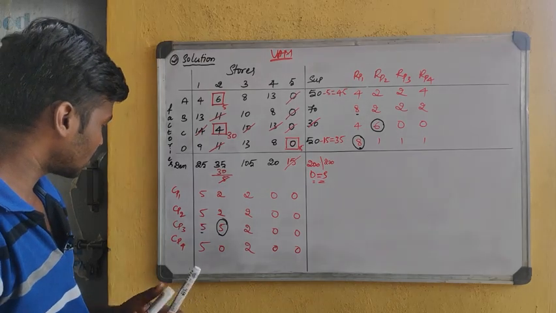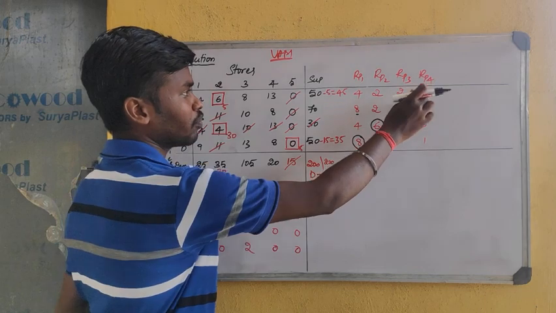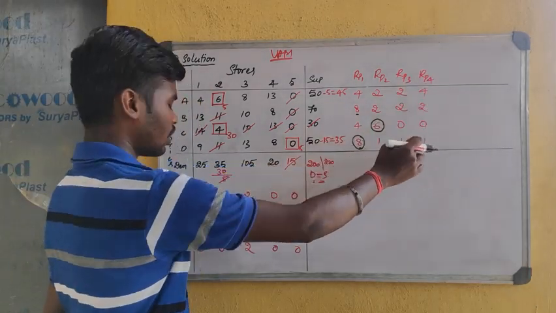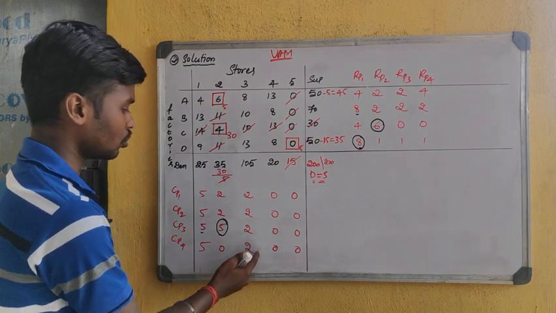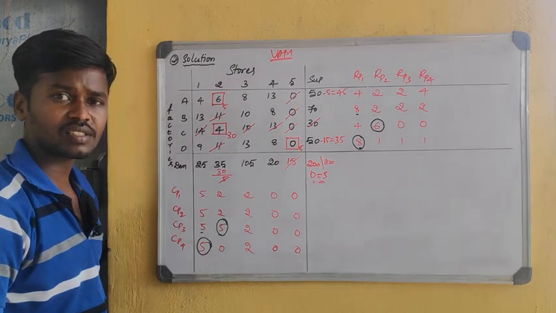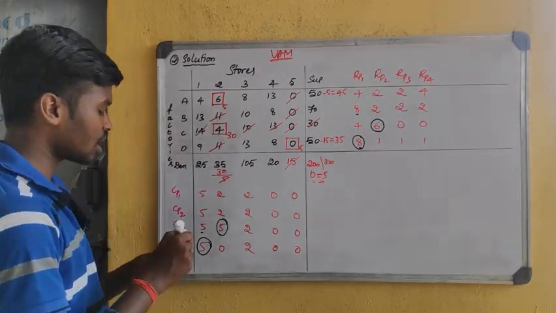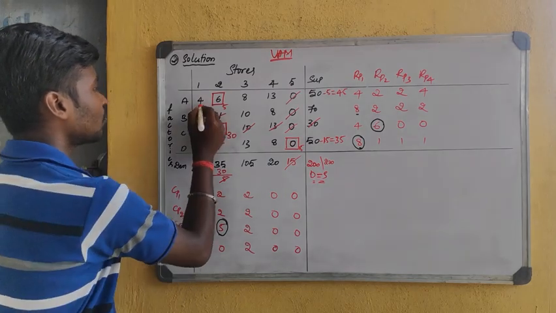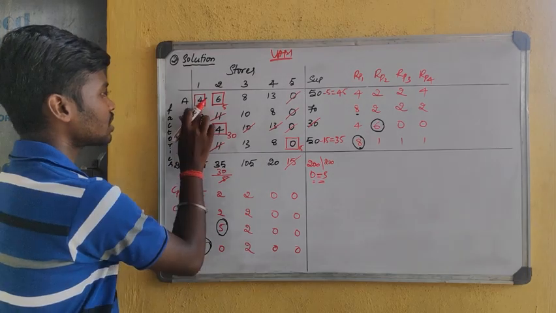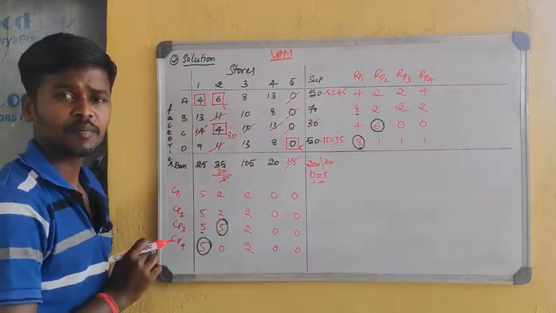Next, after calculating the row penalties and column penalties, we are going to select the highest penalty from this series. See, the row penalties are 4, 2, 0, 1 and the column penalties are 5, 0, 2, 0, 0. Which is the highest penalty? This 5 is the highest penalty, and it is related to the first column. In the first column, which is the least number? 4 is the least number. So select 4.